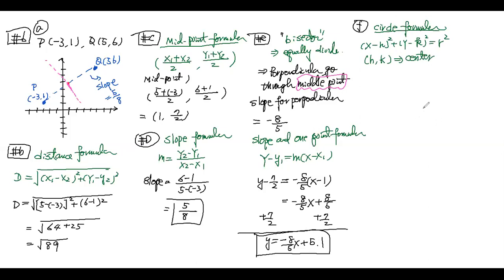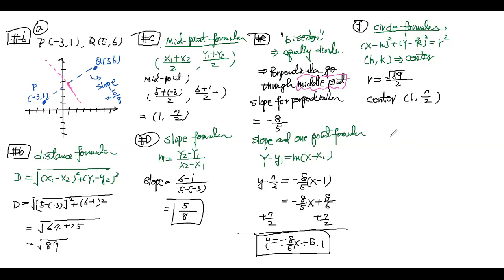Let's say PQ is the diameter. The diameter we already calculated is the square root of 89. So what is the r? The radius will be half of the diameter, so it's the square root of 89 divided by 2, correct? So where is the center? The center is the midpoint, so the center is (1, 7/2).